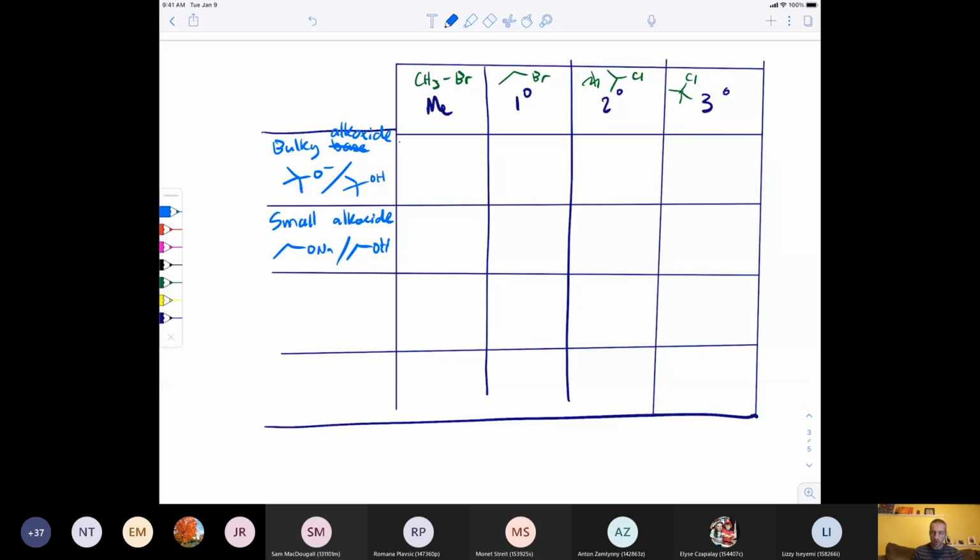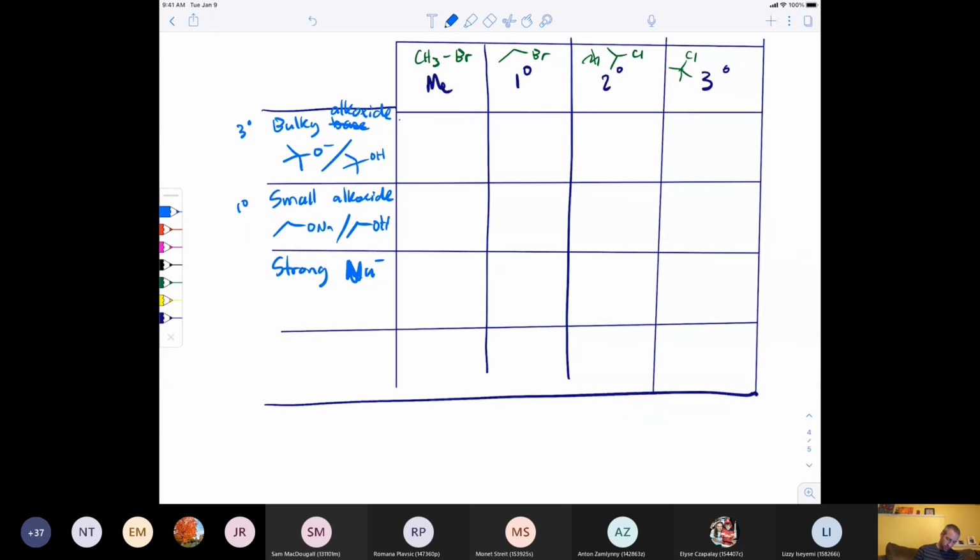It could be ONa, it could be OK, it could be OLi, it could be methyl, ethyl, propyl, doesn't matter, as long as it's primary. You can have a strong nucleophile. Strong nucleophile is typically something that's negatively charged. Examples of strong nucleophiles would be azide, SH minus, CN minus, any halide like chloride, bromide, iodide.